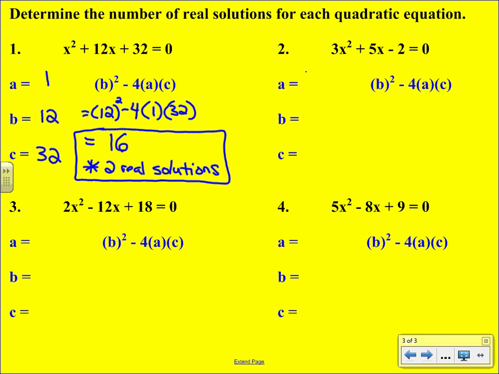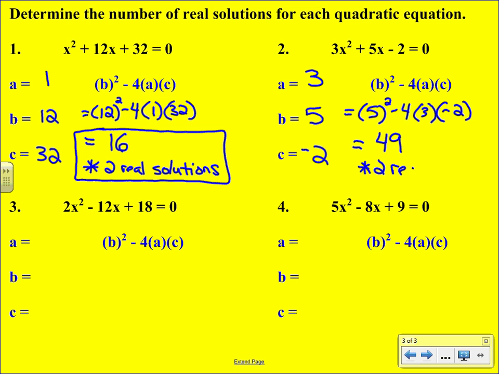In number 2, our A is 3, B is 5, and C is -2. And then you take those numbers and you plug them into the formula, being careful with your parentheses and your negatives. And then if you have a calculator where you can see what you're typing in, you can type it all in at one time, and you'll find that you get an answer of 49. Again, this is a positive answer. So this tells us that we have two real solutions. In other words, our graph would cross the x-axis 2 times.